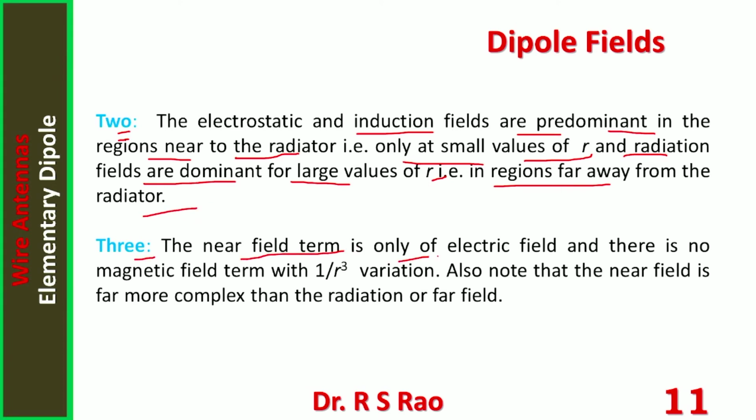3. The near field term is only of electrostatic field, and there is no magnetic field term with 1 by R cube variation. Also note that near field is far more complex than radiation or far field.